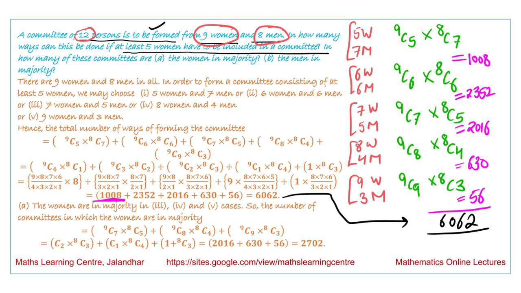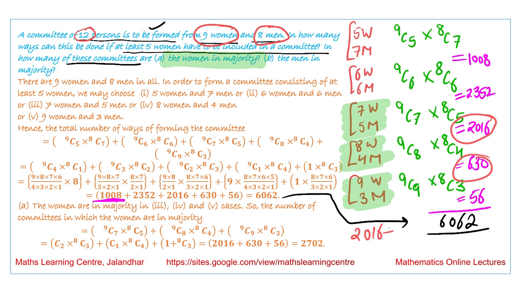Now next it is being asked, in how many of these committees are the women in majority? When we say the women are in majority, it means we are talking about the third case and the cases after it. So the sum of these values is 2016 plus 630 plus 56. The answer we have is 2702. So in these many cases the women are in majority.